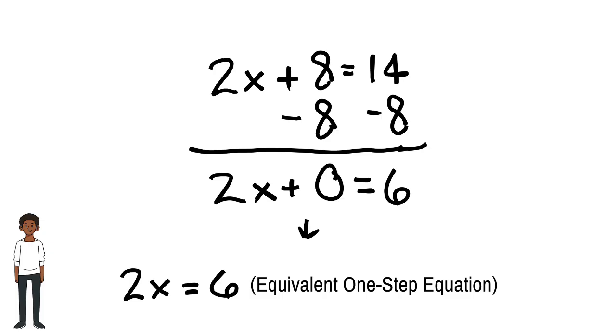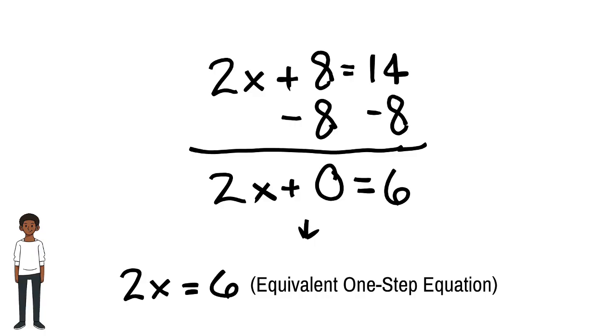Let's look at our first problem. 2x plus 8 equals 14. Look at the left side of the equation. X is being multiplied by 2, and then 8 is added to it. Following our unboxing strategy, we handle the outer plus 8 first.